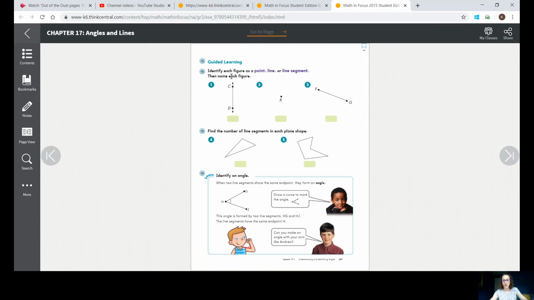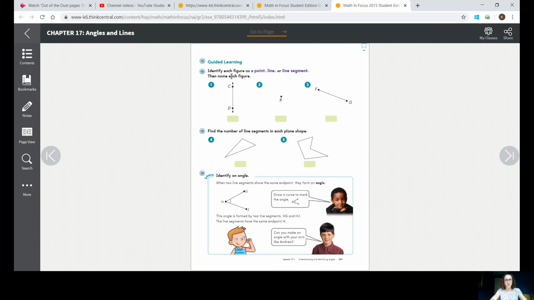Guided learning, make sure you've got your math notes and a pencil and an eraser. It says identify each figure as a point, line, or line segment. Okay, well, go ahead and pause me while you write down numbers 1, 2, 3, 4, 5, and all you have to say is either a point, a line, or a line segment. Go ahead and pause.